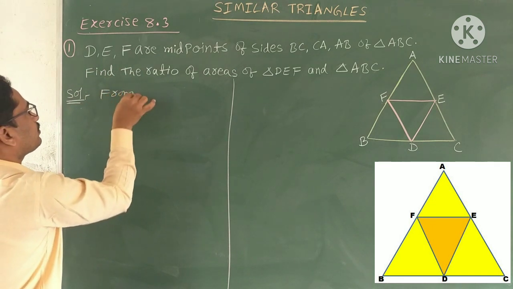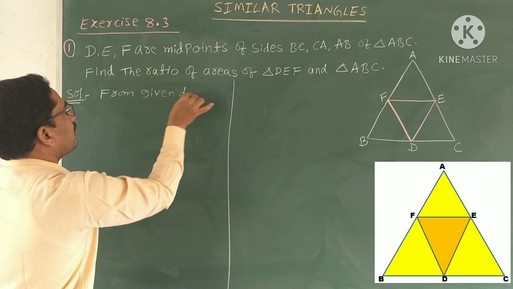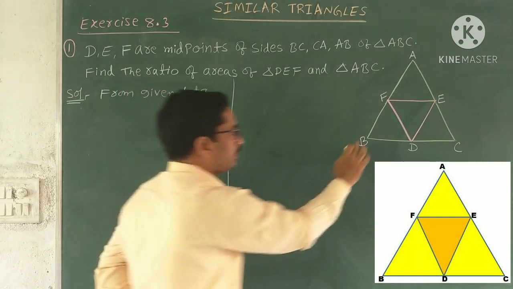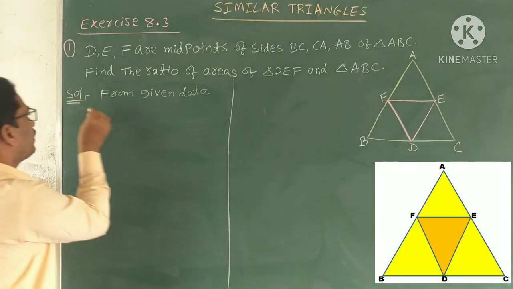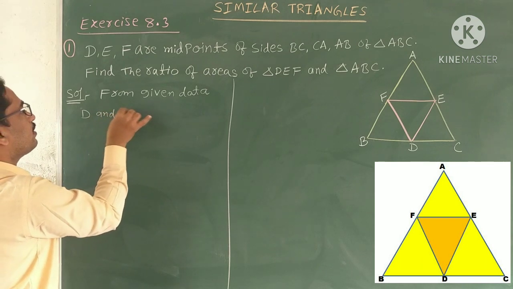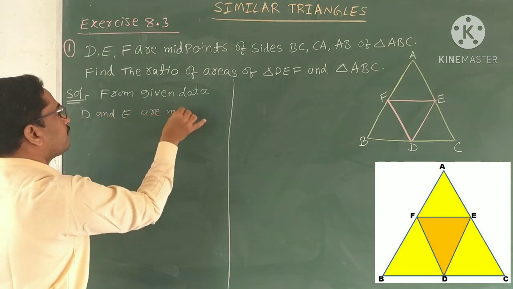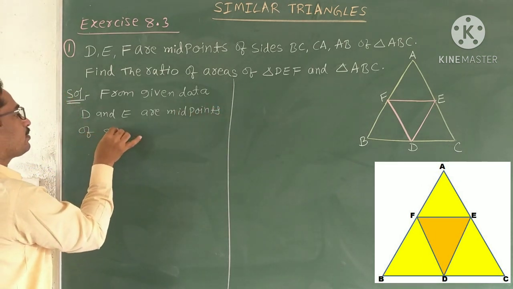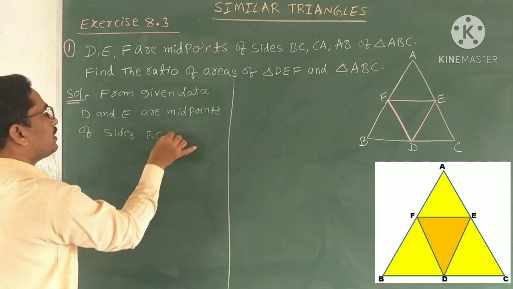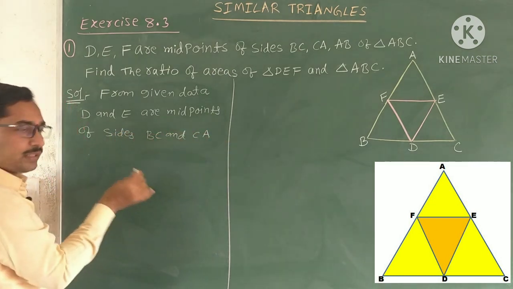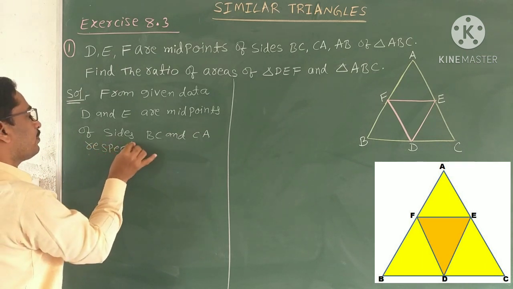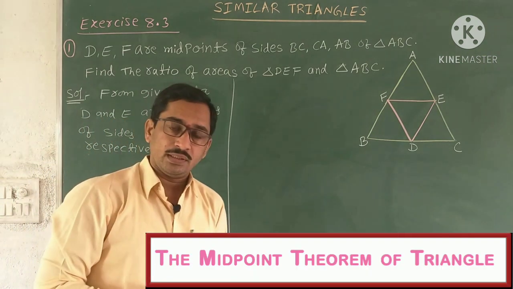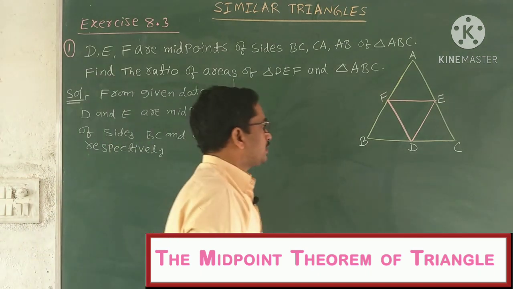Now from given data, D and E are midpoints of sides BC and CA respectively. If these two are the midpoints of the sides, then what happens? See, from midpoint theorem, this is in 9th class, from midpoint theorem. So what is the statement of midpoint theorem?